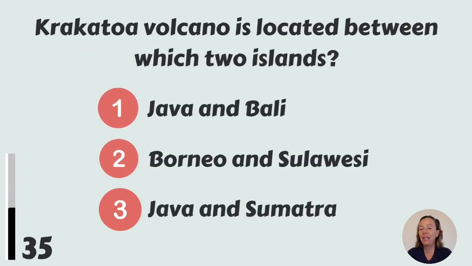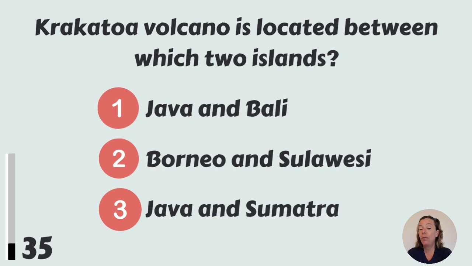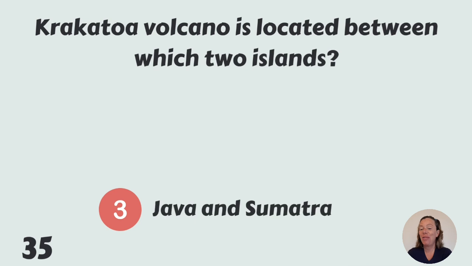Krakatoa volcano is located between which two islands? Java and Bali, Borneo and Sulawesi, or Java and Sumatra? It's Java and Sumatra.